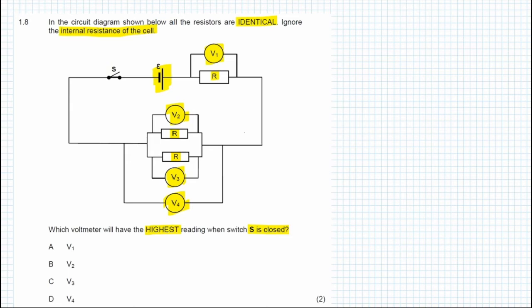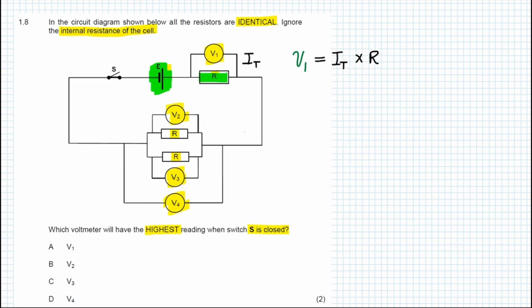Let's start off by looking at this resistor. Can you see that this resistor is in series with the battery? What that means is that the total current is going to flow through this resistor. And therefore, if we would like to calculate the reading on voltmeter 1, we're going to say the resistance of the resistor multiplied by the total current. So it's going to be I total multiplied by R.